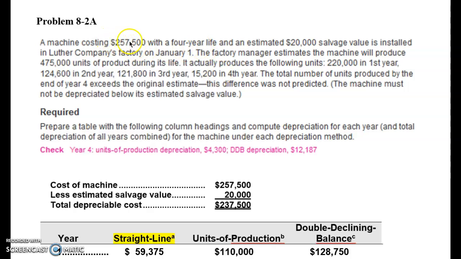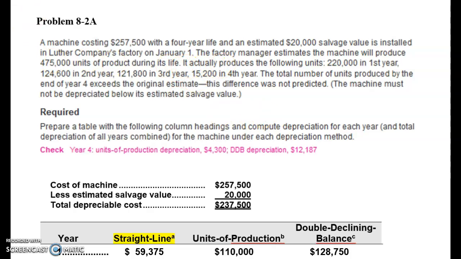So we have a machine, $257,500 was the cost, 4-year life, $20,000 salvage value. The estimated production is 475,000 units produced during its life. And it actually produces the following: 220 the first year, 124.6 the second year, 121.8 the third year, and only 15,200 the fourth year. The total number of units produced by the end of year 4 exceeds the original estimate. The difference was not predicted. You cannot depreciate below the lowest estimated value.